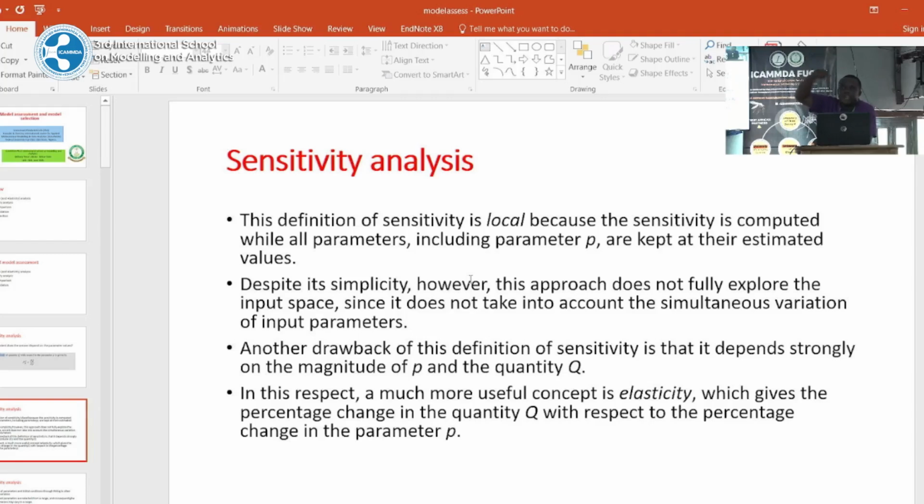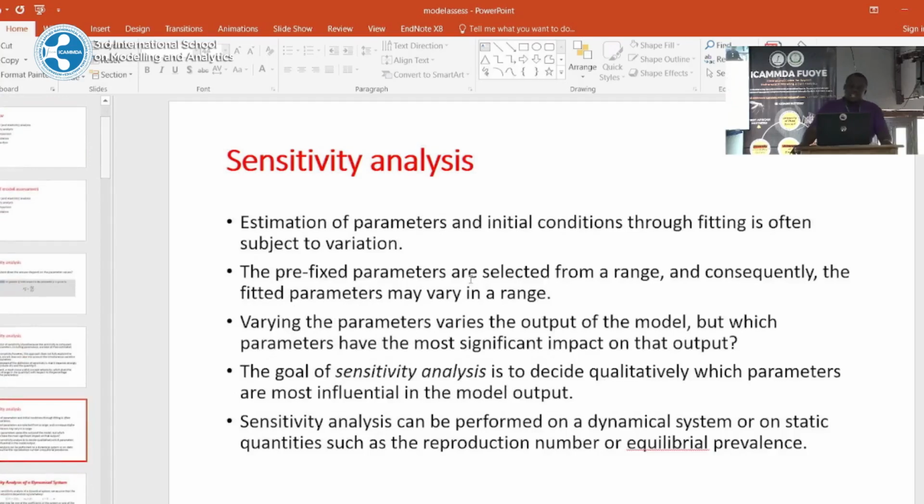Now, if you find R0 and you find out that there are some parameters in your model that are not in it, your R0 is questionable. So when you find R0, all the parameters in the model are well represented in R0, because that determines whether the disease is going to spread or the disease is going to be truncated. It determines the equilibrium prevalence of the disease, and determines whether the disease is going to stop. Now, estimation of parameters and initial conditions through fitting is often subject to variation.